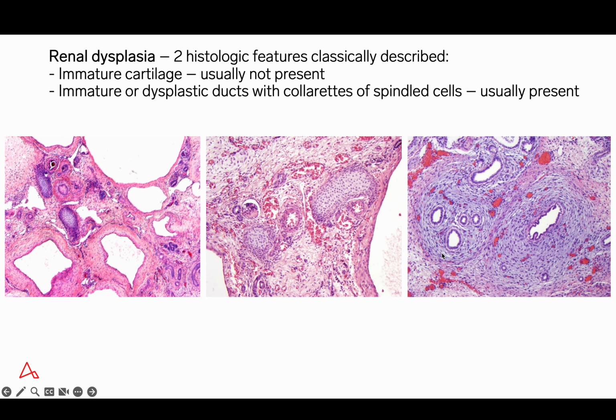Much more commonly are what are referred to as immature dysplastic ducts. These are believed to be ampullary bud derived, and they are collecting duct-like tubules with collarettes of spindle cells. And these spindle cells, curiously, co-express estrogen and progesterone receptors for reasons that are unclear.